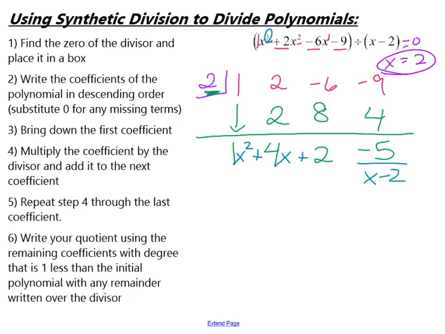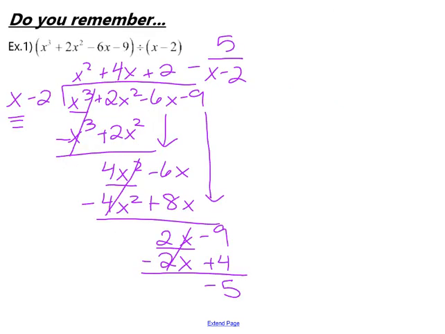And if you look back at our problem that we did in long division, the exact same problem on the page before, we got that same answer. 1x squared plus 4x plus 2 minus 5 over x minus 2.